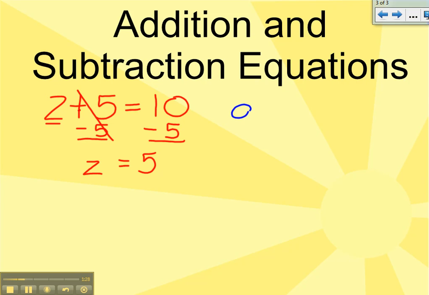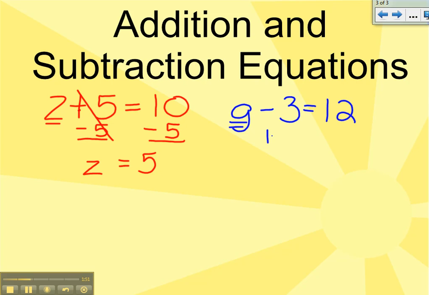I can do subtraction equations very similarly. Let's say I have g minus 3 equals 12. So I need to get g all by itself. I want g on one side and I want all the numbers on the other side. Well, this time I'm subtracting 3. So I need to figure out, well, what's the opposite or inverse of subtracting? The opposite or inverse of subtracting is going to be adding.